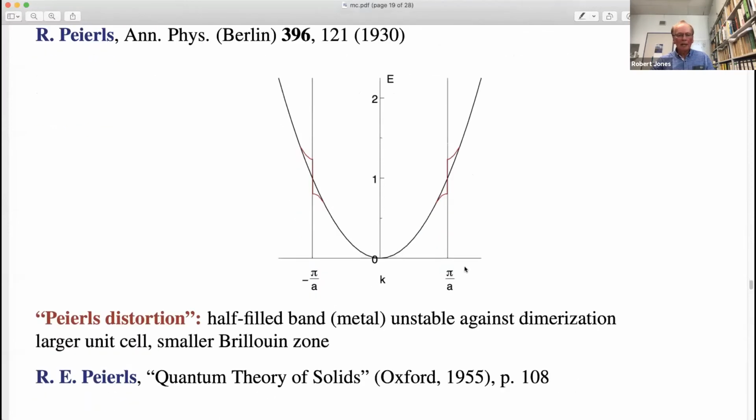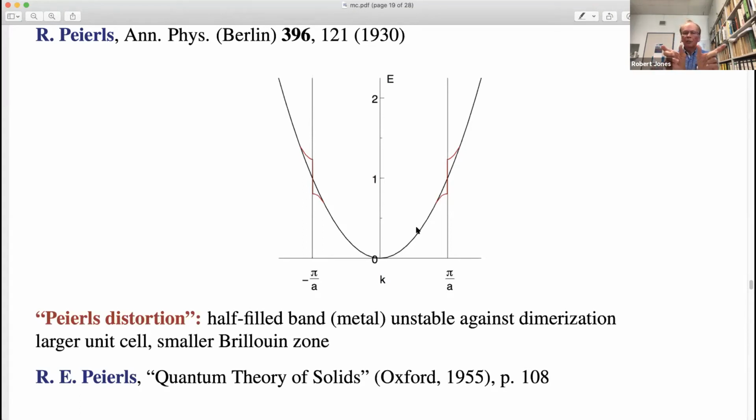Now, much later, over 20 years later, Peierls introduced what has become known as the Peierls distortion. Suppose we don't have something with a full band up to here, like a semiconductor or an insulator, but we have a band that is half filled. It is only filled up to here. Peierls pointed out in 1955 in his book that if you have a metal, for example, and it's filled up to this point, you can gain energy by dimerizing the system.